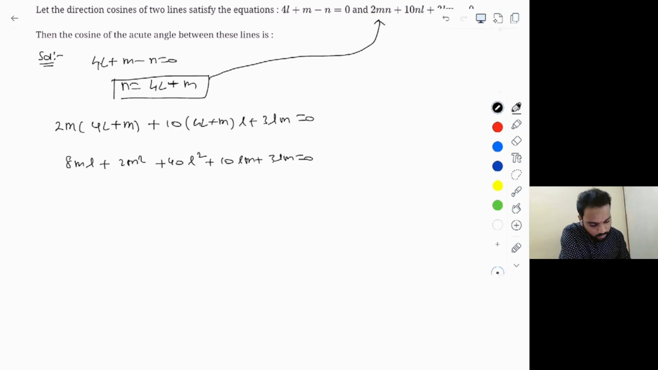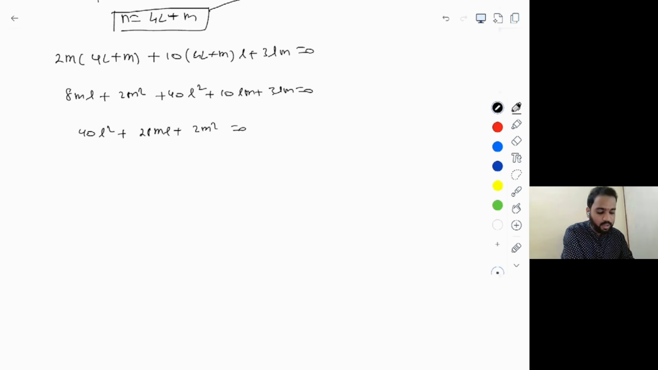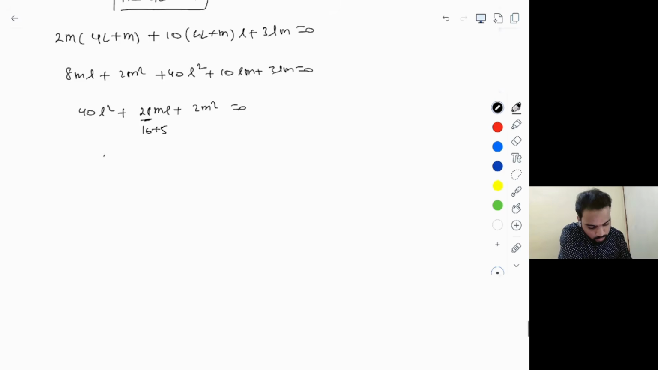So let's see what we get finally. We get the equation as 40l square plus (10 plus 3 plus 8, which will be 21) ml plus 2m square is equal to 0. Now, this is a simple quadratic equation which can be factorized directly. So it is 40 into 2, 80. So 80 can be factorized as 16 into 5. Right? So write this as 16 plus 5, and then properly factorize, you will get something like this: 8l plus m multiplied by 5l plus 2m is equal to 0, which will give you two cases, right?